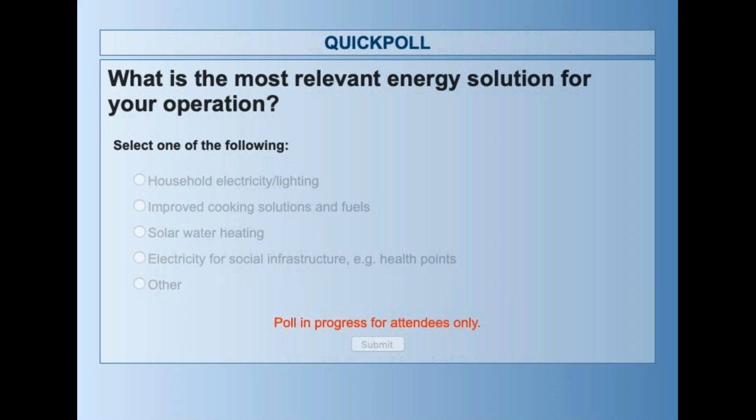So we see most of our attendees are mostly working with electricity for social infrastructure, followed by improved cooking solutions and household electricity. Thank you for taking part in our poll.